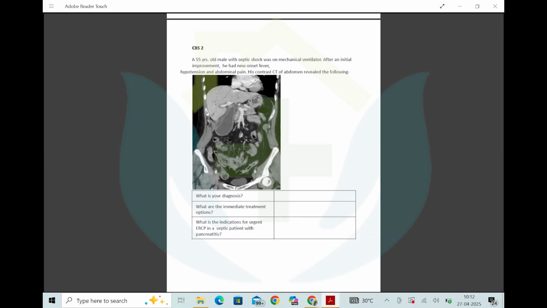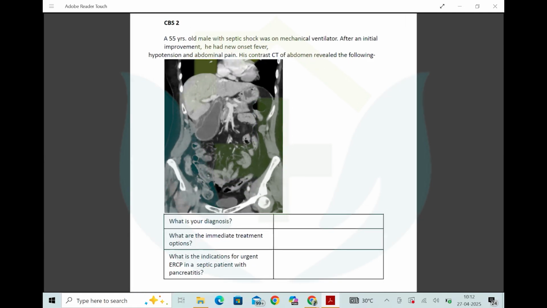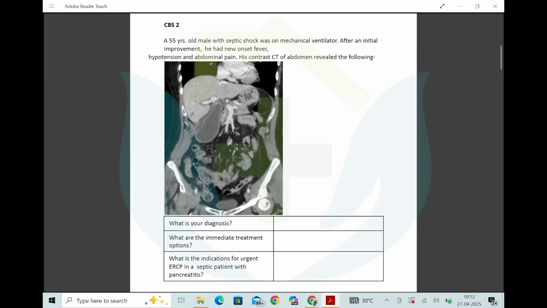So this is the second question. A 55-year-old male patient is admitted with septic shock, was on mechanical ventilator. After initial improvement, he had an episode of fever and shock and abdominal pain. And this is the CT scan which is revealing. So please have a look and let me know what is this. Can you see the CT scan clearly? Yes. So anybody wants to tell me the diagnosis?